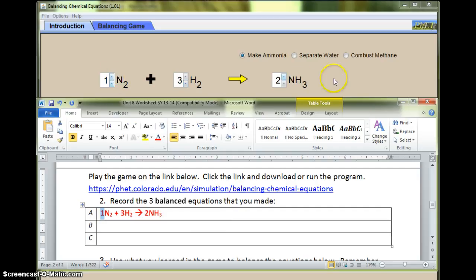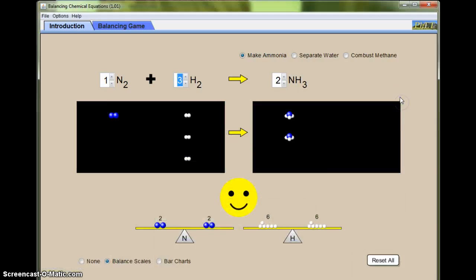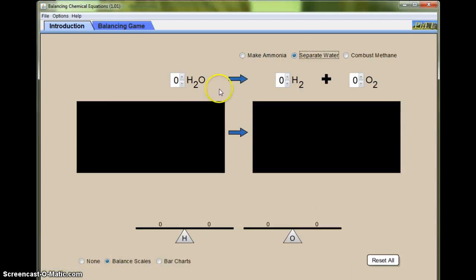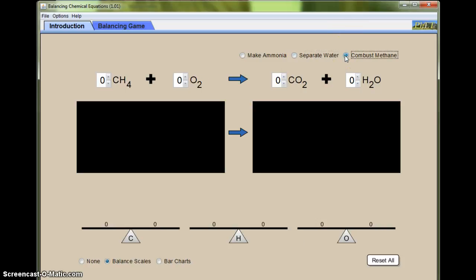Like I said, we have to include it in the simulation because it doesn't work, but I'm going to go ahead and erase it. Okay, so I have my balanced chemical equation, the first one I made, typed into my worksheet. Okay, I'm going to minimize my worksheet. Then when you're ready, go on to the next one. Do the same thing. When you're finished balancing it, you'll get your smiley face and write it in your worksheet. Then do the same thing for the last one.